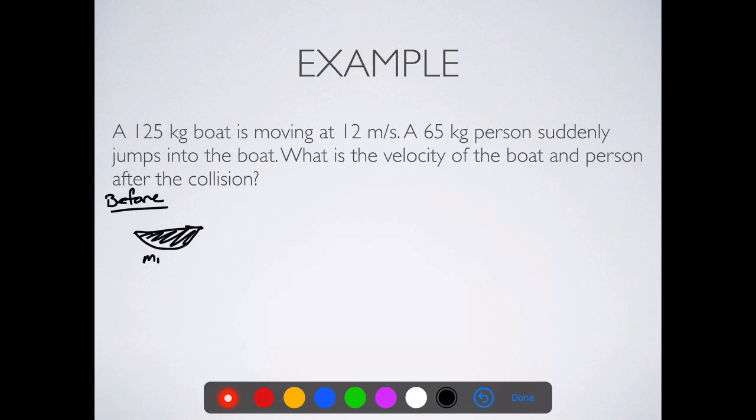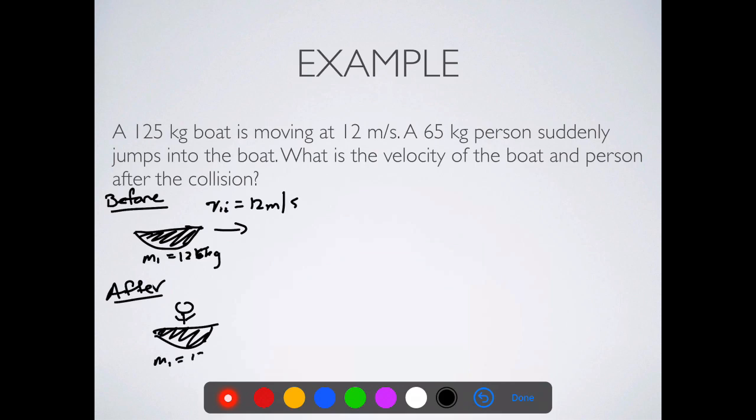Here's the boat. The mass of the boat, let's say mass 1, is 125 kilograms. And it is moving along. V1 initial of 12 meters per second. After the collision, we still have the boat. Now this boat has a person in it. All right, so we have mass 1 of the boat is 125. But now the mass of the person, M2, is 65 kilograms. All right, and we want to know what is V1 final. So here's what we're solving for.